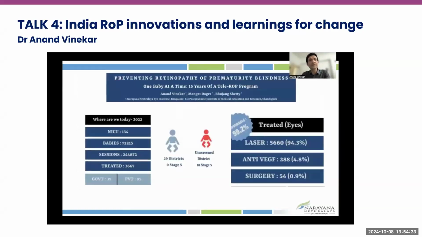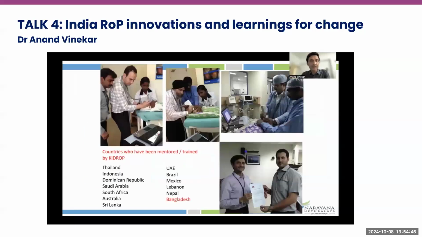When you look at the impact, one can look at the 29 districts where we were screening, and we saw no unscreened stage 5 in 7 consecutive years, compared to 18 stage 5s from one district where we were not screening initially.